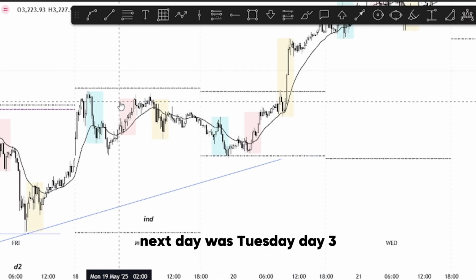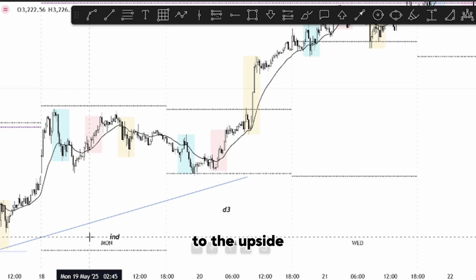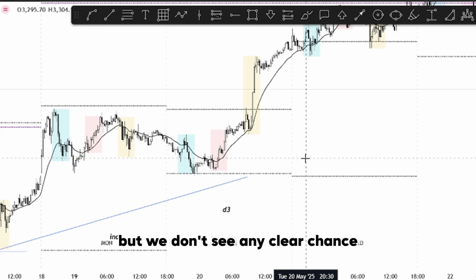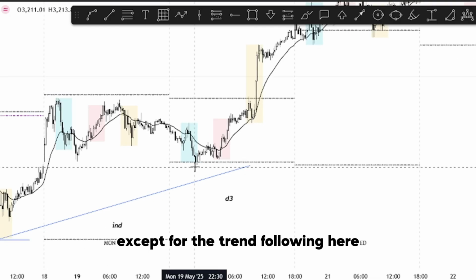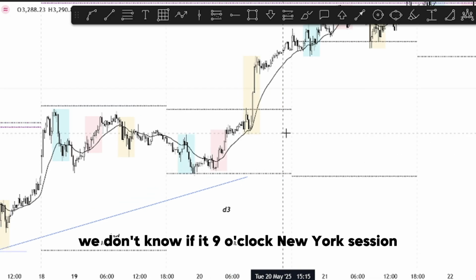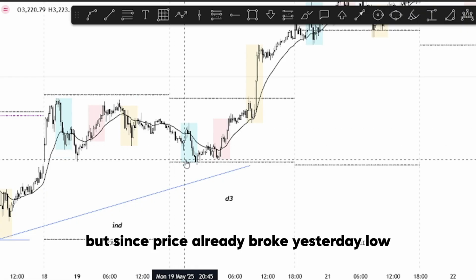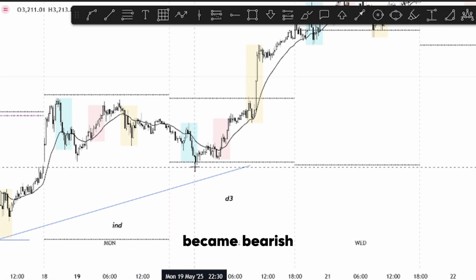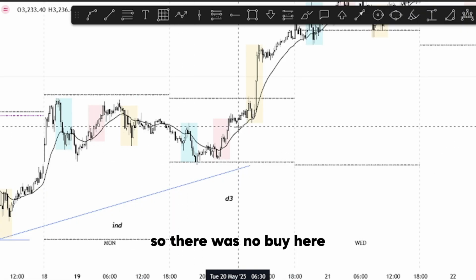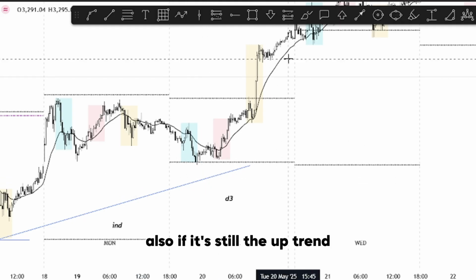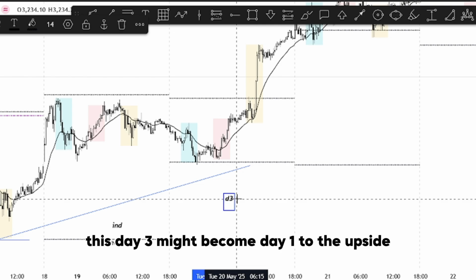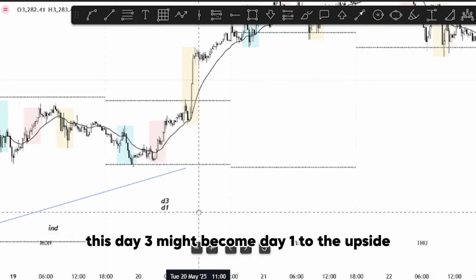Next day was Tuesday, day 3 to the upside, but we don't see any clear chance except for the trend following here. We don't know about the 9 o'clock New York session, but since price already broke yesterday's low, it became bearish, so there was no buy here. We need to wait for another day. Also, if it's still the uptrend, this day 3 might become day 1 to the upside.